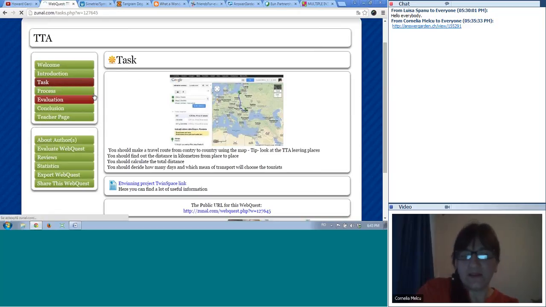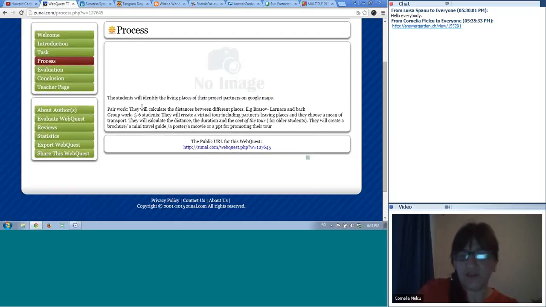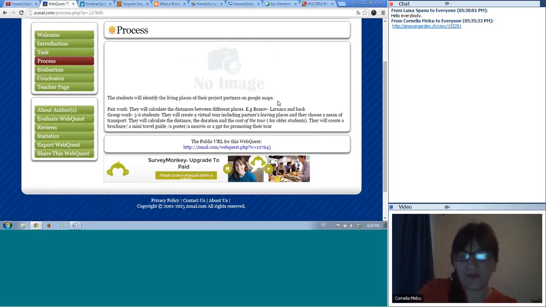Then the process is described. The students will identify the living places of their project partners on Google Maps, so they will use ICT. In pair work, they will calculate the distance. They will work in groups of 5 or 6 students. They will create a virtual tour, including partners' living places, and they choose a means of transport.